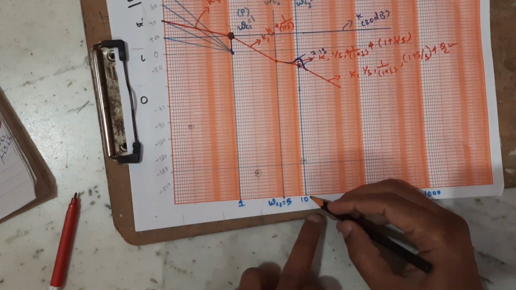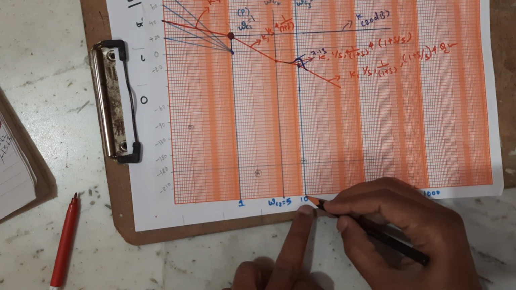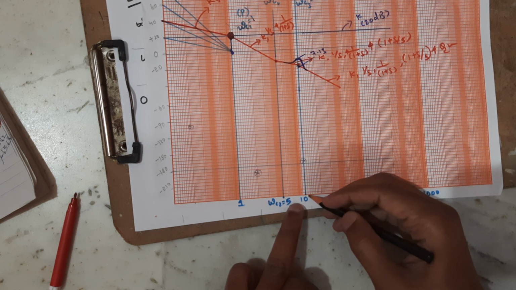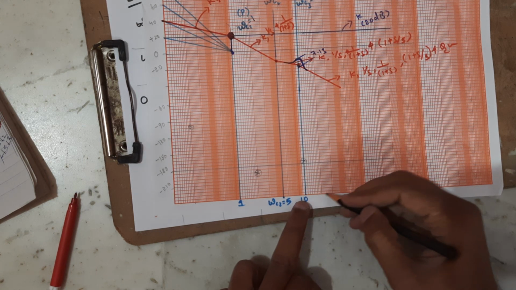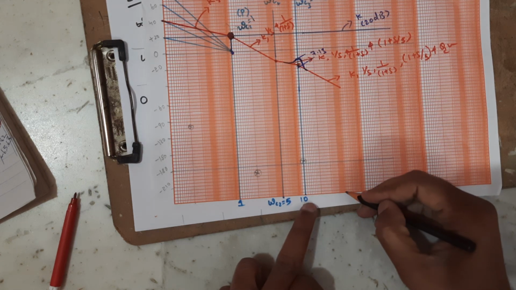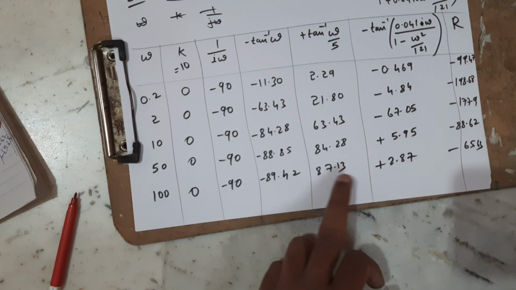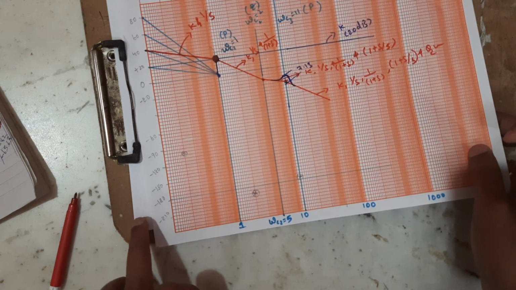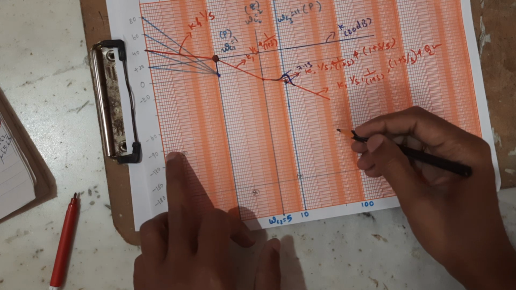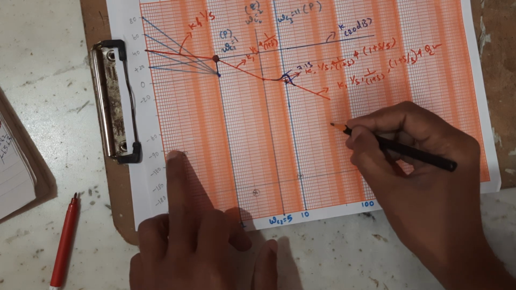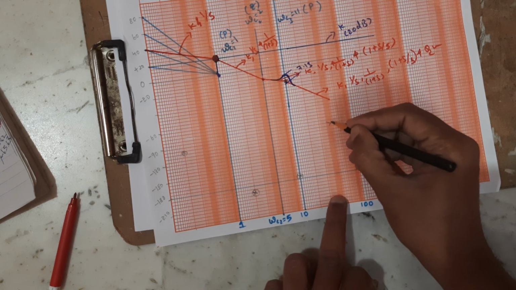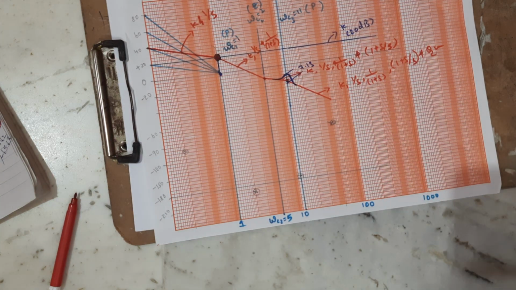Next, when it is 50, so it is minus 88.62. When it is 50, this is a 10, 20, 30, 40, 50. When it is 50, it is 88.62, somewhere here, 98.62, somewhere here it will come. So like this we are going to join approximately.